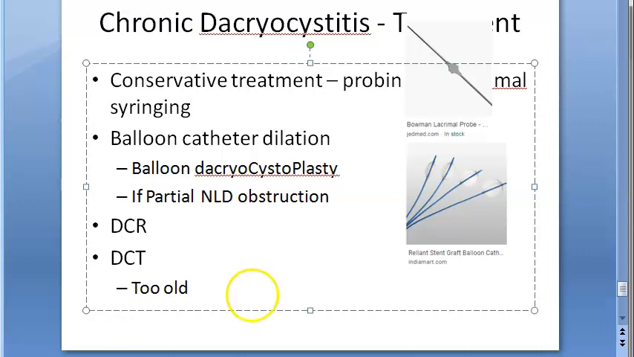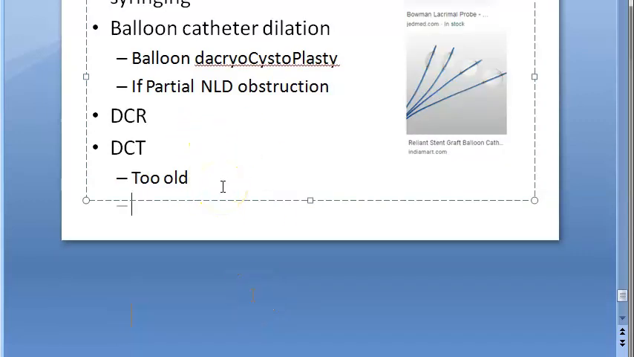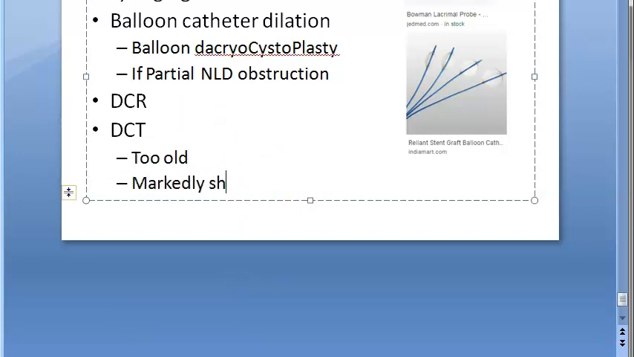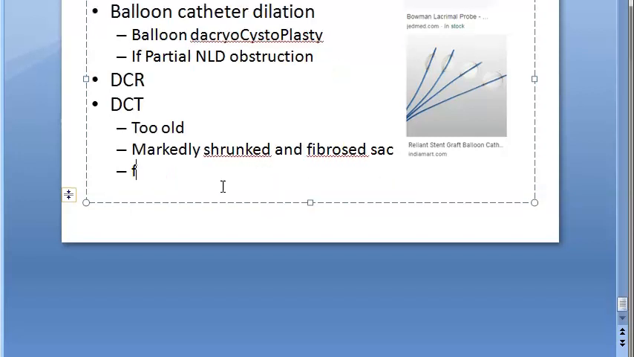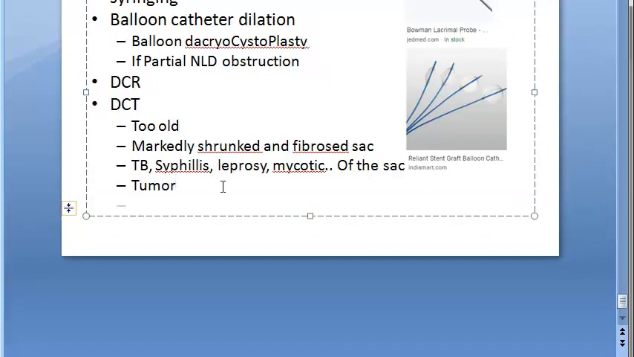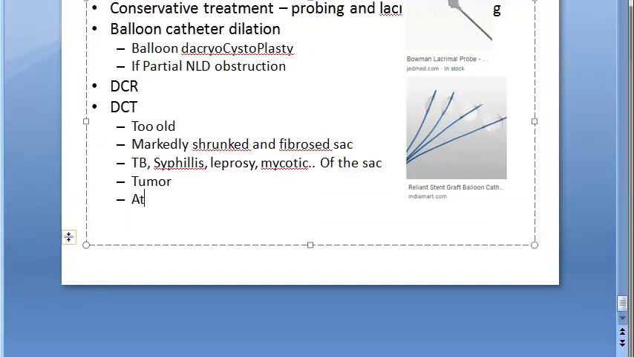So, the indications for DCT, that is dacryocystectomy: a too old patient, a markedly shrunken and fibrosed sac, tuberculosis, syphilis, leprosy, mycotic infections, that is fungal infections of the sac, some tumor, or some gross nasal diseases like atrophic rhinitis. Then there is one more treatment.